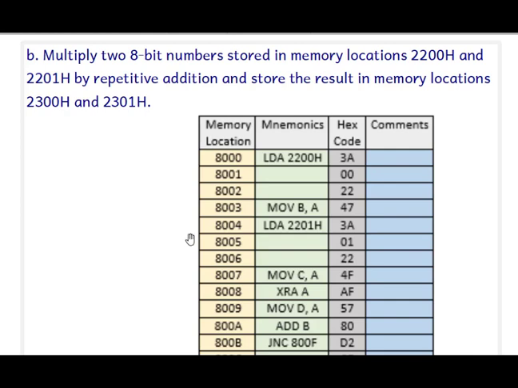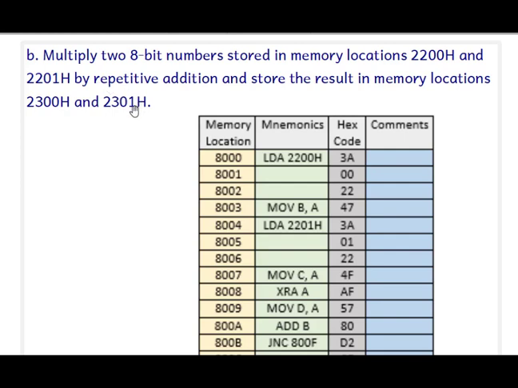So in this particular session we will see the first program: multiply two 8-bit numbers stored in memory locations 2200h and 2201h by repetitive addition and store the result in memory locations 2300h and 2301h. So we need to multiply two numbers. Those numbers are stored in 2200 and 2201.